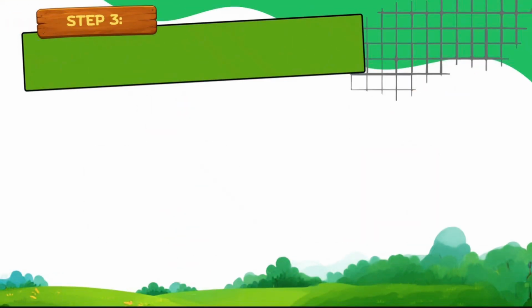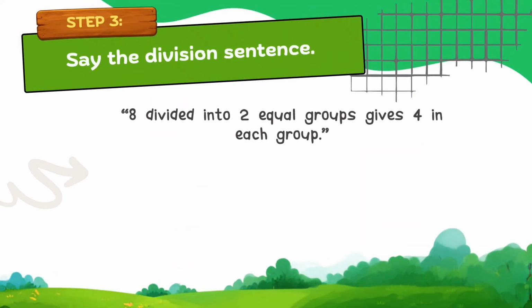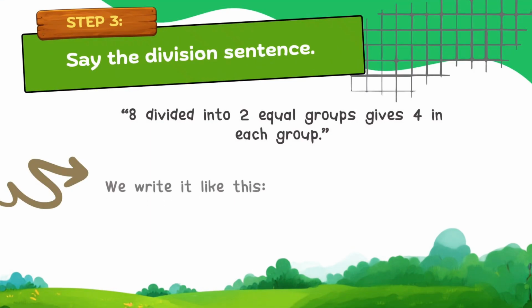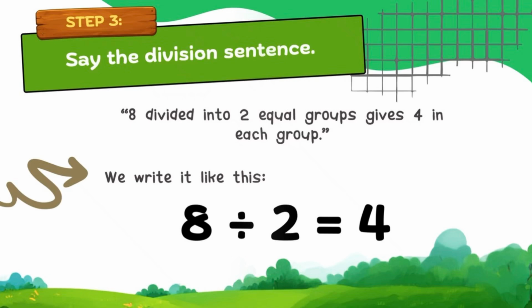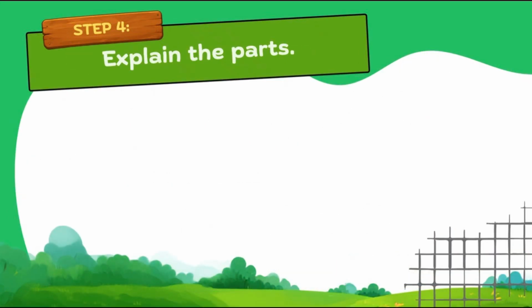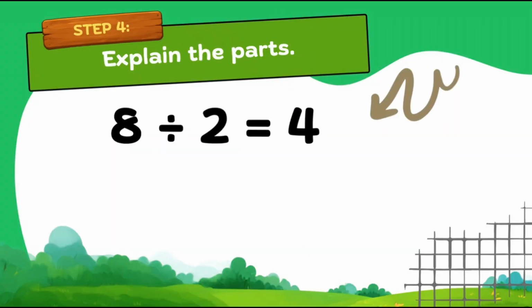Step 3. Say the division sentence. 8 divided into 2 equal groups gives 4 in each group. So we write it like this. Step 4. Explain the parts. 8 divided by 2 equals 4.